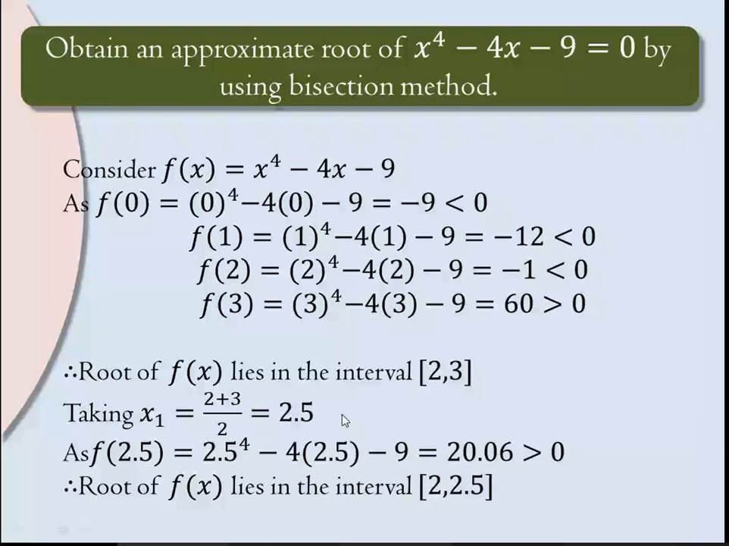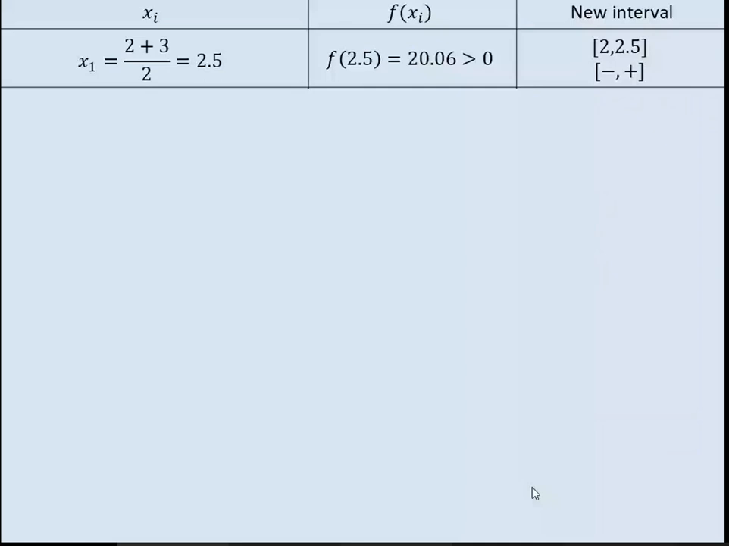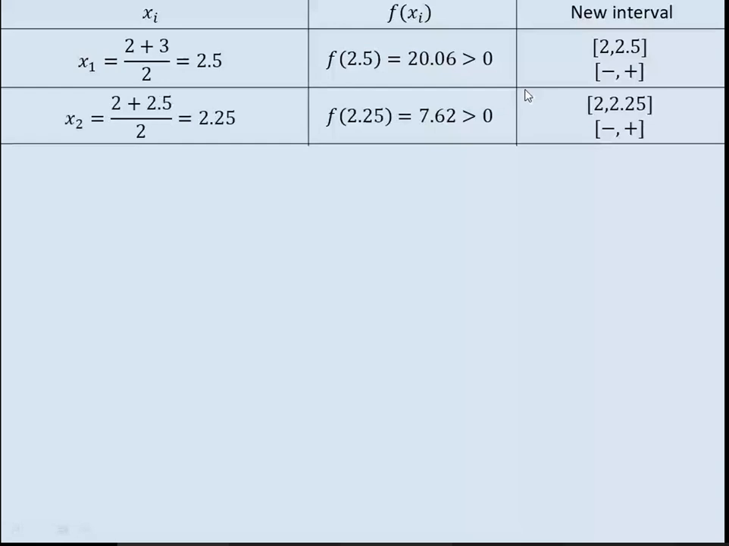I will prepare a table so that it becomes easy to understand. Just now we got x1, that will be the midpoint of 2 and 3, that is 2.5. At that point, the value of the function is positive. So the new interval we got is 2 and 2.5. Now find the midpoint of these two, 2 and 2.5. The midpoint of 2 and 2.5 is (2 + 2.5)/2. That will be 2.25. Find the value of the function at 2.25. That comes out to be 7.62.